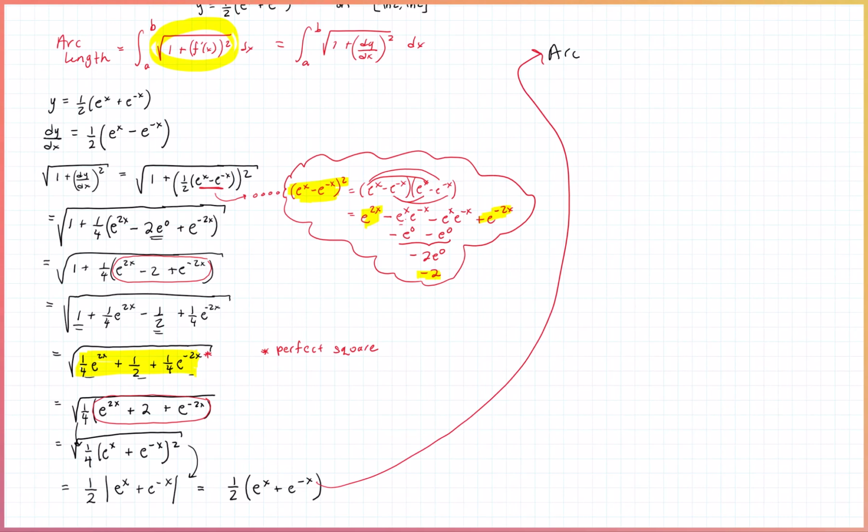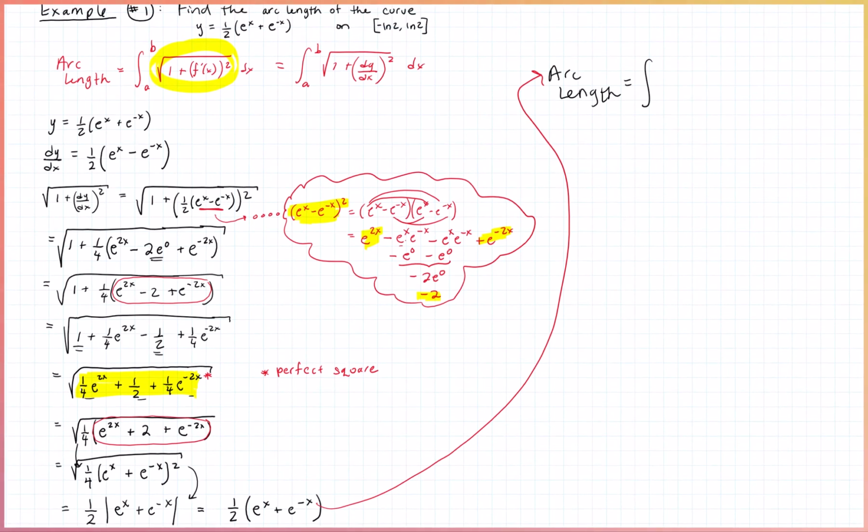So the arc length, I'll keep it on the screen for just a second, then I've got to zoom in. So our arc length is going to be the integral from, now remember, we wanted to go from negative natural log of 2 to positive natural log of 2, and it's the square root of 1 plus dy dx quantity squared dx. But remember, we just calculated that. We did all that work off to the side. So that's just going to get replaced with 1/2 e to the x plus e to the negative x dx.